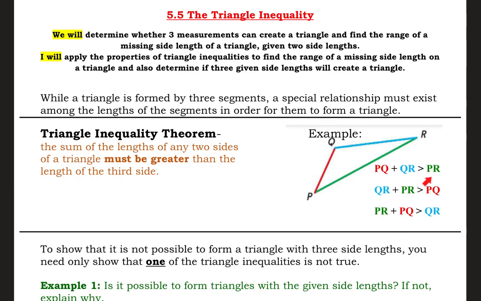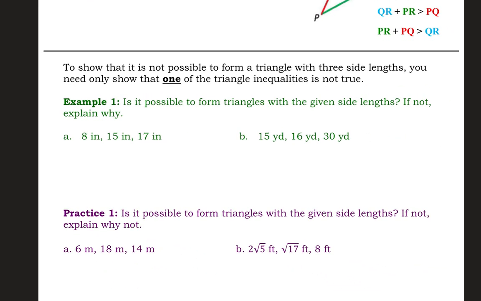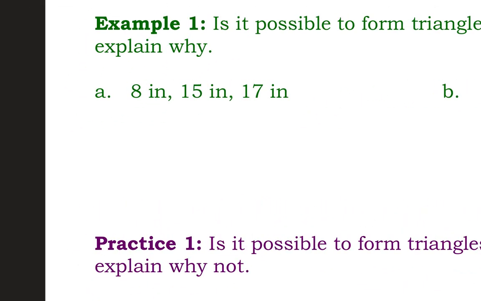If you notice, at some point each side was by itself on the right side. So you have to add two, always compare it to the third one. So we have three measurements here, or three lengths here. It says, is it possible to form a triangle with the given side lengths? If not, explain why. All I'm going to do is write it in order, exactly the way it looks.